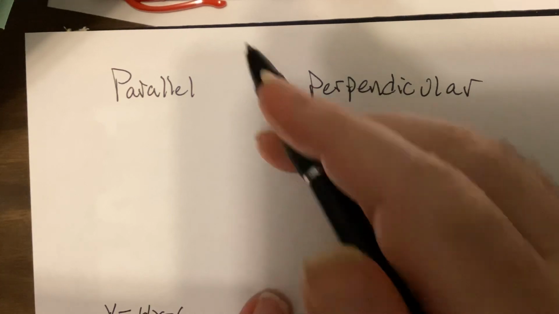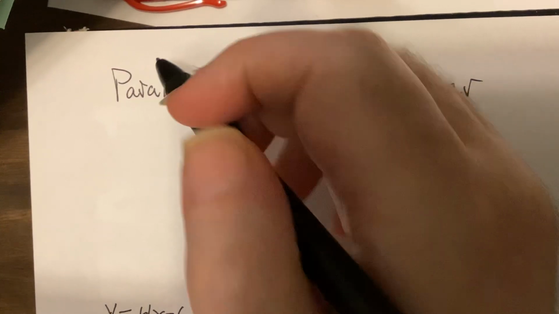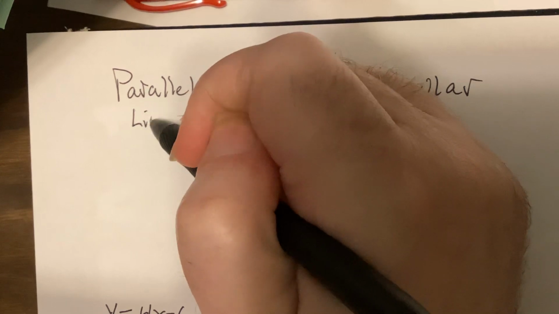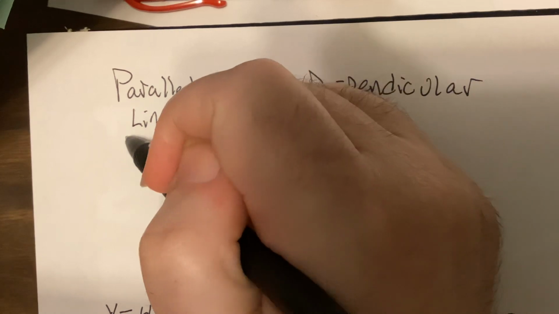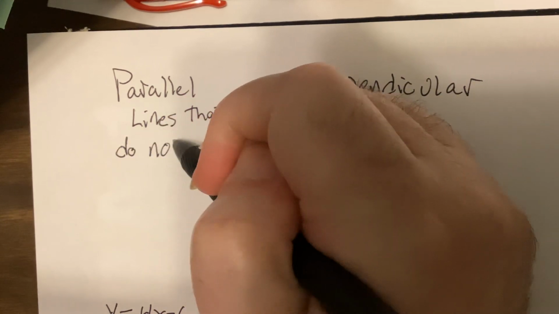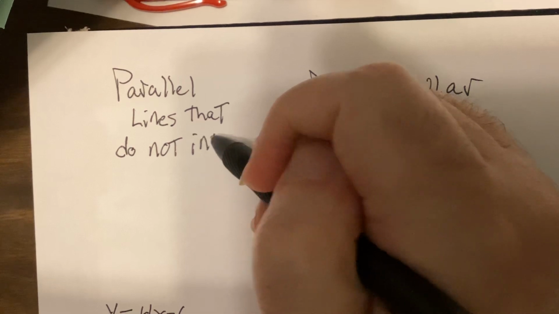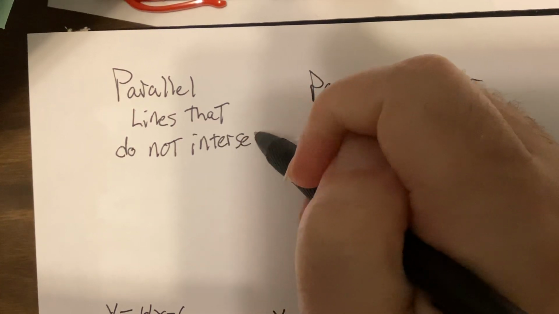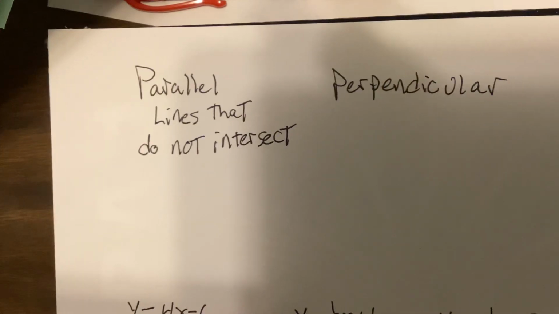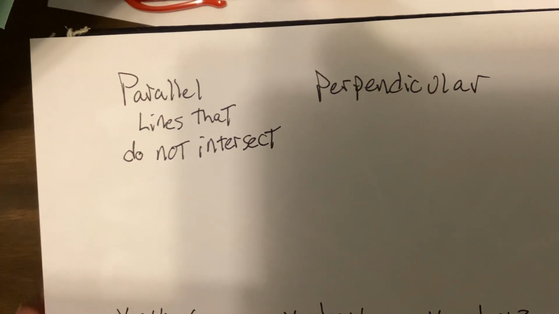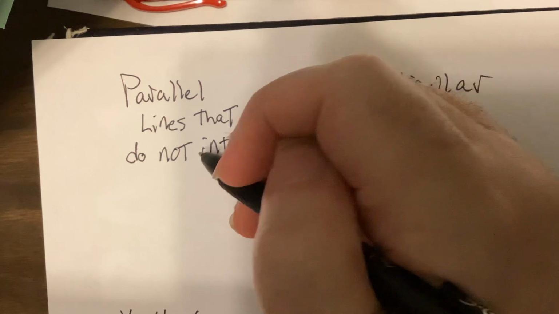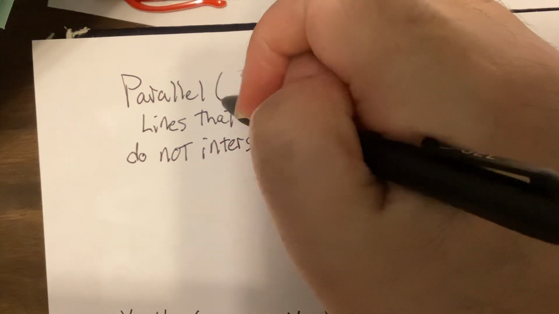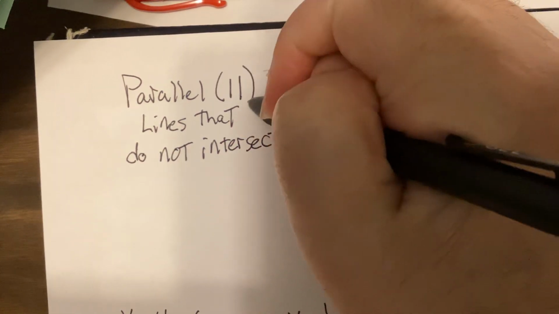So anyways, parallel and perpendicular. Parallel are lines that do not intersect or touch. So when I was a kid, they always talked about railroad tracks. Think of railroad tracks going on forever, but they never touch. Now the symbol for parallel is 2 segments next to each other.